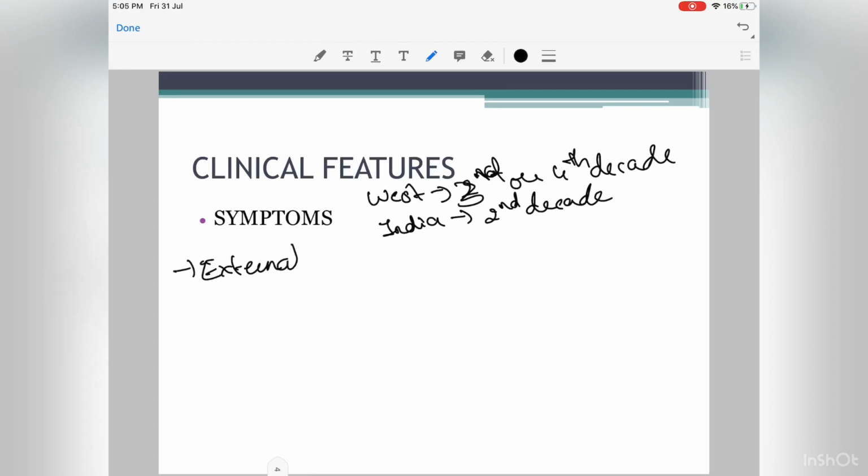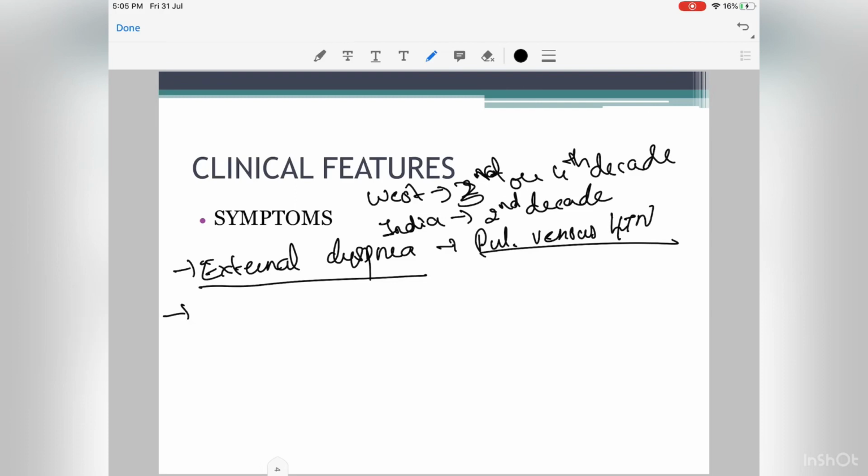Now why there is dyspnea in this patient is because of pulmonary venous hypertension. The LA pressure, which is transmitted back to the pulmonary veins, ultimately causes alveolar interstitial edema, which results in hypoxia, which induces dyspnea. Other symptoms are PND and orthopnea. These are also related to pulmonary venous hypertension.